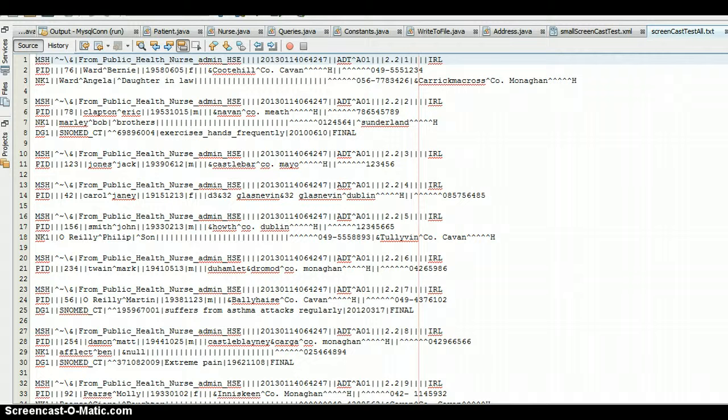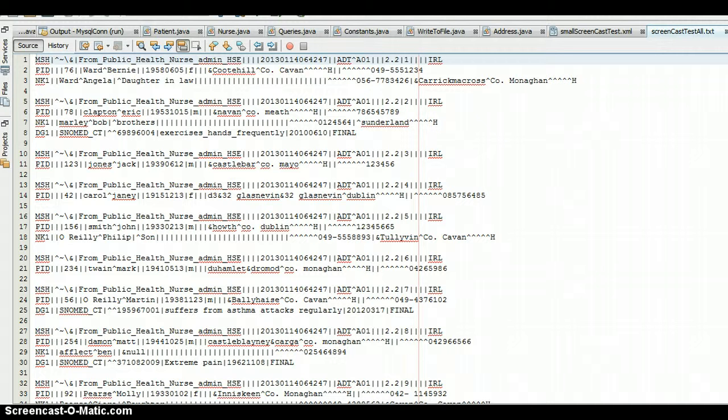Alright, so in this section I'm just going to talk a bit more about the HL7, the interoperability, the SNOMED CT, and then I'm just going to finish up with a few more little points about the code I've created.